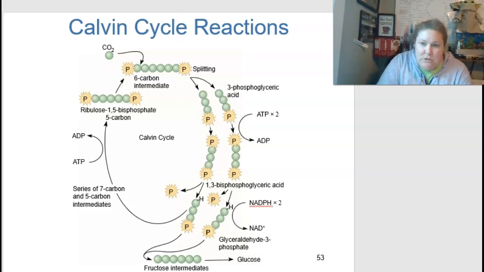The end product, which is glucose, can be stored as complex carbs or sugars, right? Or it can be used in various amphibolic pathways, so it can be used for more than one function, to produce other carbohydrate intermediates or amino acids. Some PGAL is used in the regeneration of RuBP, which uses additional ATP made during the light-dependent reactions. Okay.